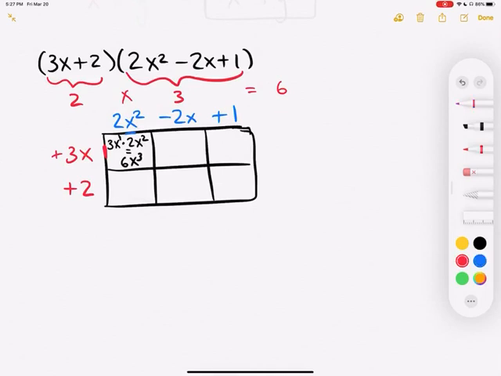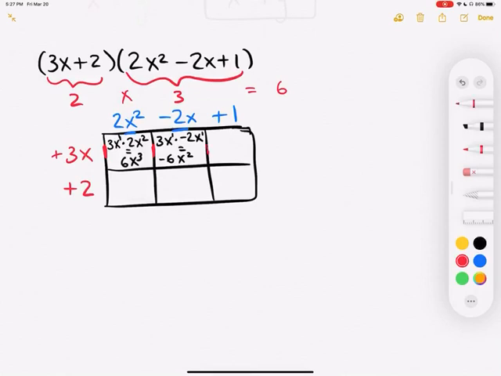Now the second area is going to be 3x times negative 2x. So first you have to multiply the numbers. So 3 times negative 2, that's negative 6. And then you multiply the x's, those are exponents of 1, so you have to add them up. Okay, so that's the second area.